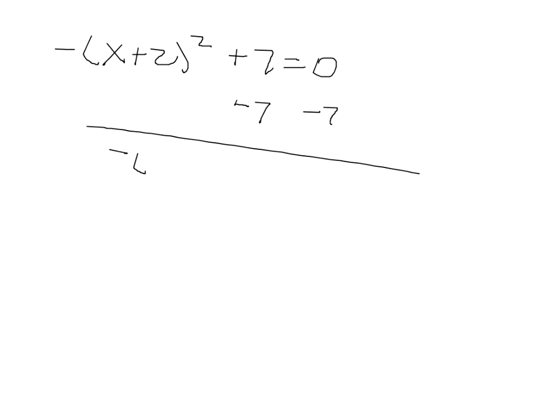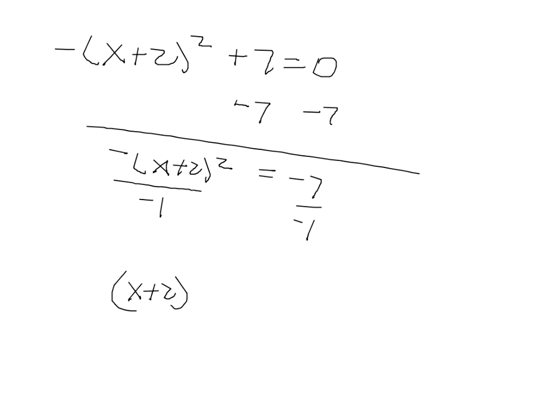Okay, the next one, and the last one, is -(x + 2)^2 + 7 = 0. So I start off by subtracting 7 from both sides. And now I have this minus 1 here, so I divide both sides by minus 1, because otherwise I'd be taking the square root of a negative. So I get (x + 2)^2, and now my negatives cancel, and I get 7.